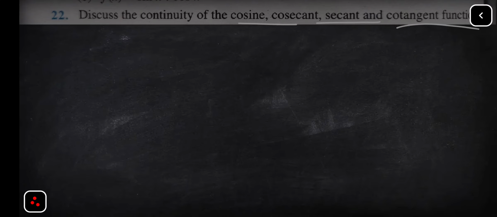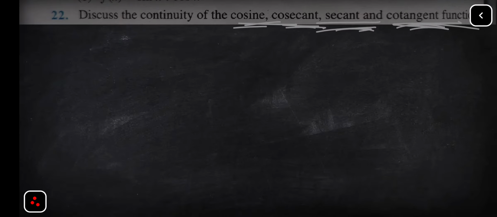This is Ishika here to explain question number 22 of chapter 5, exercise 5.1 of the NCERT book of class 12. The question is: discuss the continuity of cosine, cosecant, secant and cotangent functions. In this video, we do the cosine and cosecant continuity. In the next video, we will complete the secant and cotangent functions.